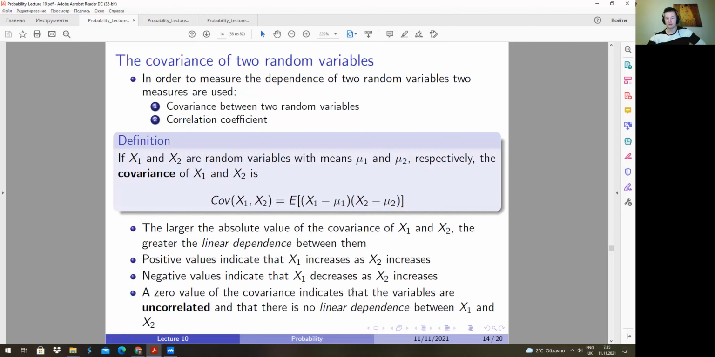A zero value of the covariance indicates that the variables are uncorrelated and that there is no linear dependence between x1 and x2. Once again, this is a crucial thing. Zero covariance does not say that two variables are independent. Zero covariance means that two variables are not linearly dependent. They might be dependent, but the covariance is going to be zero or close to zero.